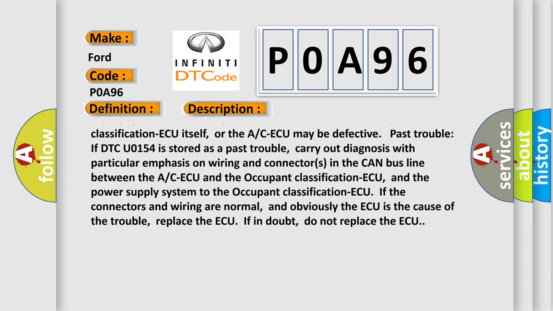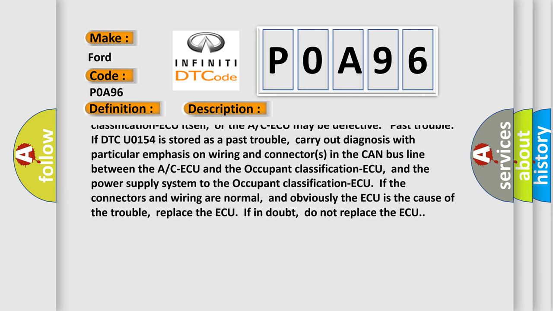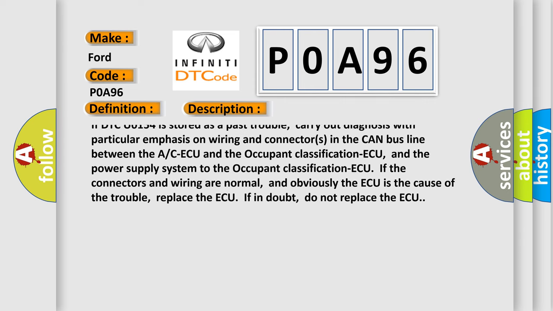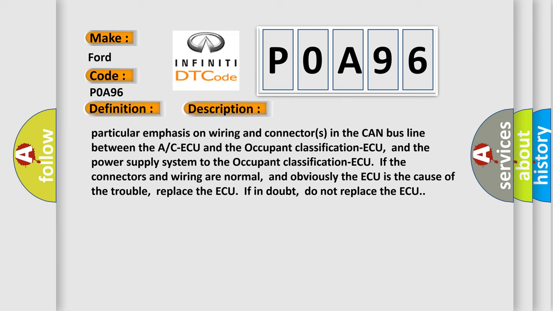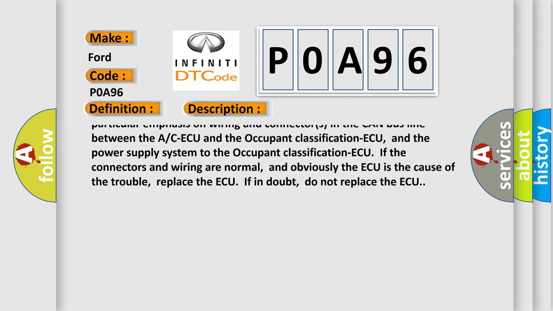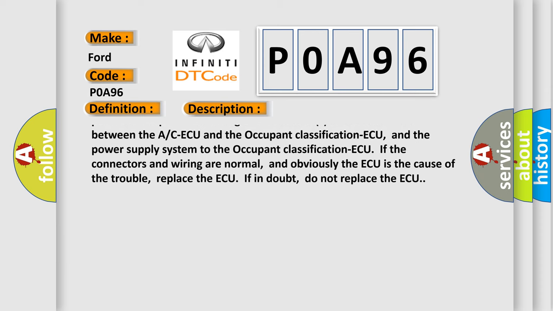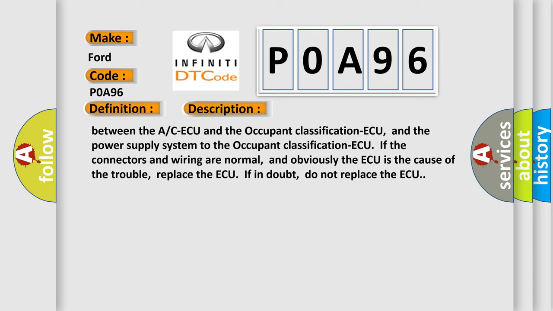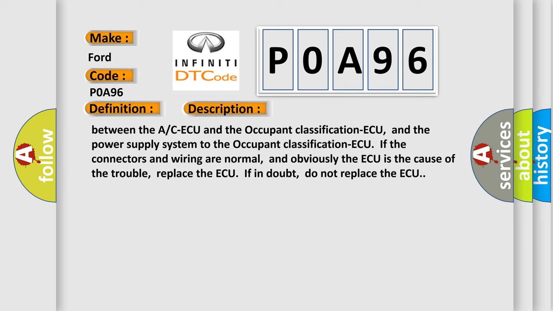Past trouble: if DTC U0154 is stored as a past trouble, carry out diagnosis with particular emphasis on wiring and connectors in the CAN bus line between the C-ECU and the occupant classification ECU, and the power supply system to the occupant classification ECU. If the connectors and wiring are normal, and obviously the ECU is the cause of the trouble, replace the ECU. If in doubt, do not replace the ECU.